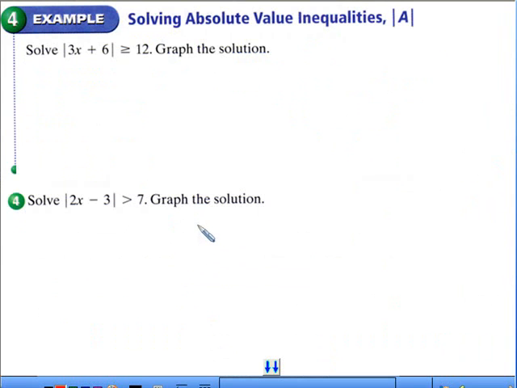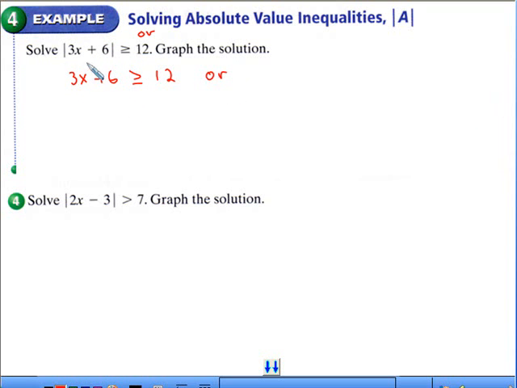Our absolute value inequality problems. 3x plus 6, our absolute value, is greater than or equal to 12. Now, first of all, since it's an inequality and it was greater than, it's going to be an OR problem, or a disjunction. Since this is by itself, let's split it up. So we get 3x plus 6 is greater than or equal to 12. The first one's the exact same thing without the bars.